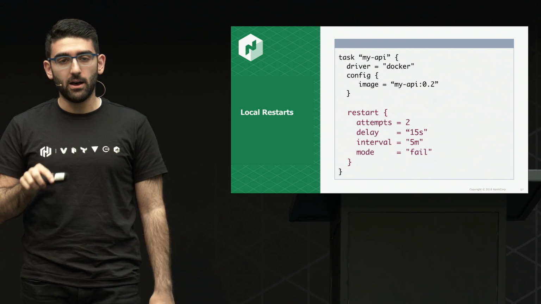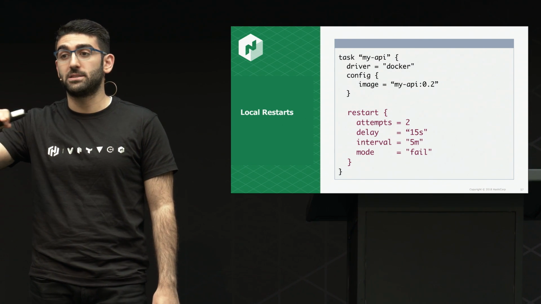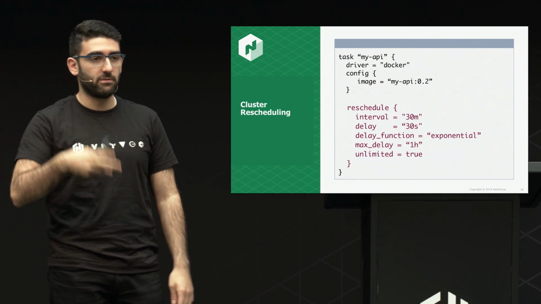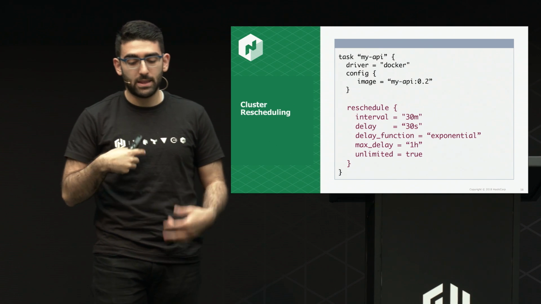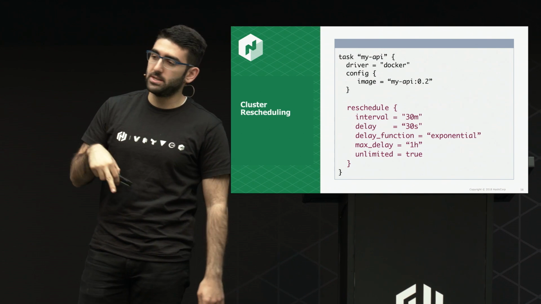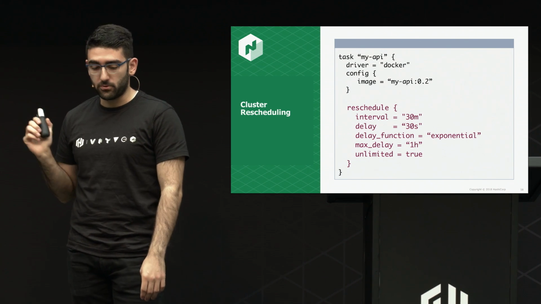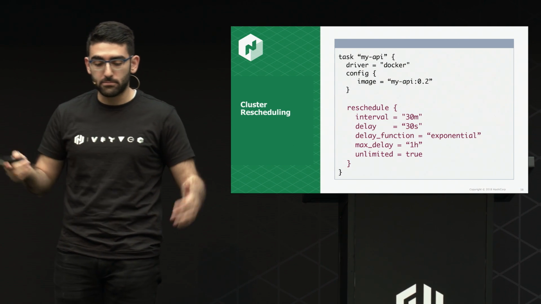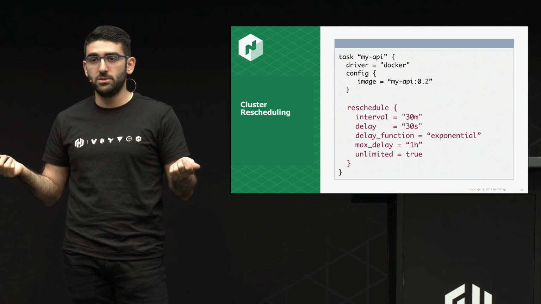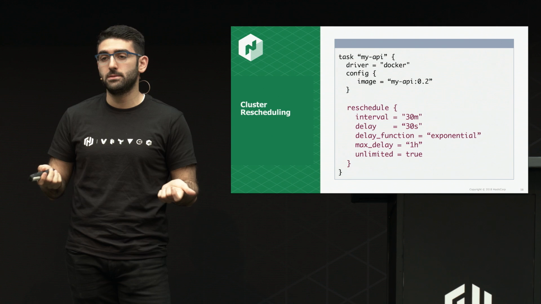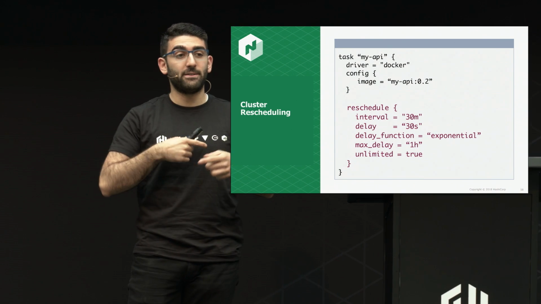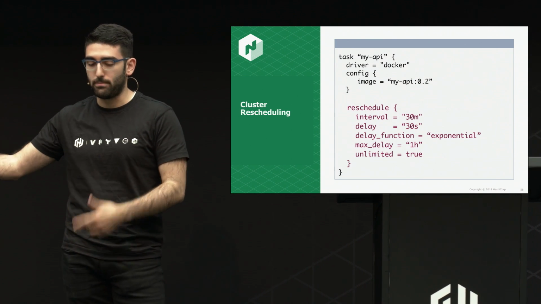And so when you give up, this marks the allocation as failed, and then it kicks into the rescheduling stanza. So the server gets notified that it failed locally, and then we consider rescheduling to place it onto another node. So the rescheduling stanza looks fairly similar to the restart stanza. You can say, I'm setting an interval of 30 minutes, and between each failure of allocations, I want you to wait 30 seconds as a start to replace it onto a different node. And if it keeps failing, I want you to do an exponential backoff.